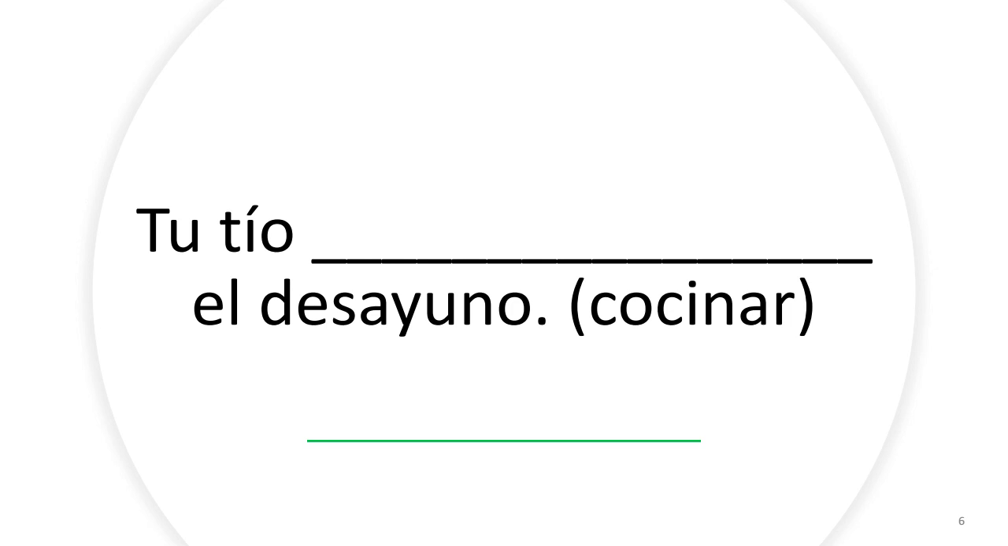So we're just going to take our verb cocinar and we're going to start by getting rid of that AR, right? We know that that's the first step. So go ahead and write the stem in the blank. And we know that the next step is to identify our subject. So tu tío, be careful with this because tío is your subject, right? Tu is just an adjective describing whose tío it is. It's saying it's your tío.